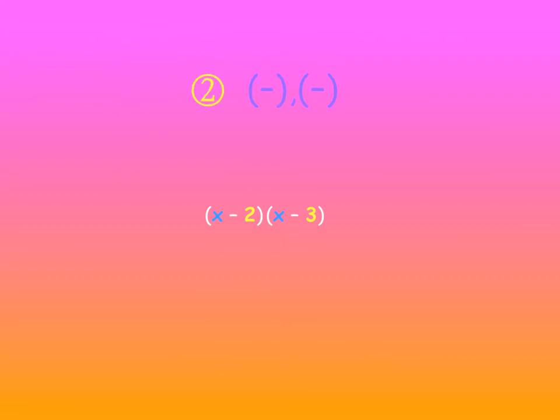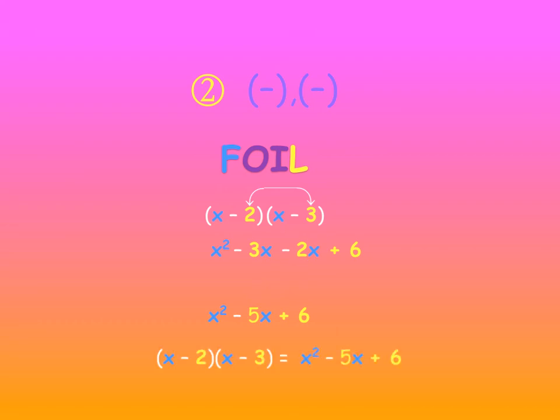Second situation, both signs now are negative. First times first, x squared. Outer times outer, minus 3x. Inner times inner, minus 2x. Last times last, plus 6. Gather like terms, minus 5x. Bring down the other terms, and we have x minus 2 times x minus 3 equals x squared minus 5x plus 6.